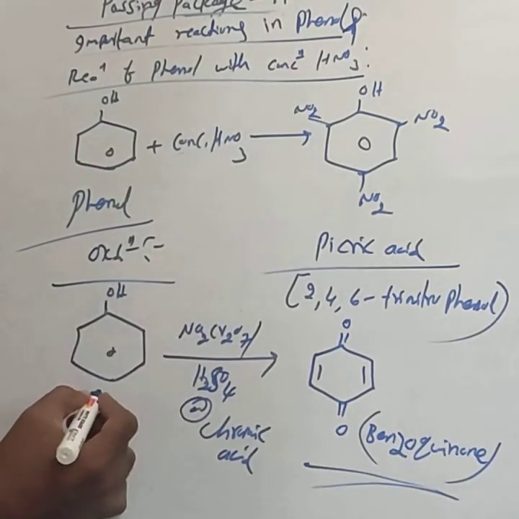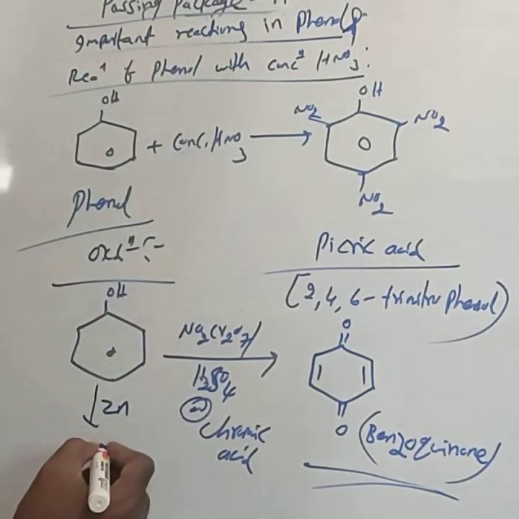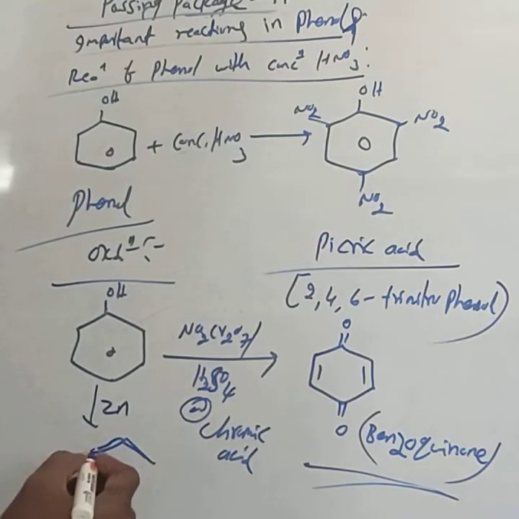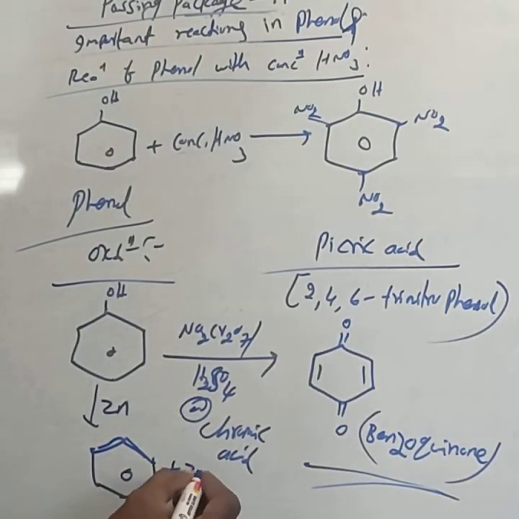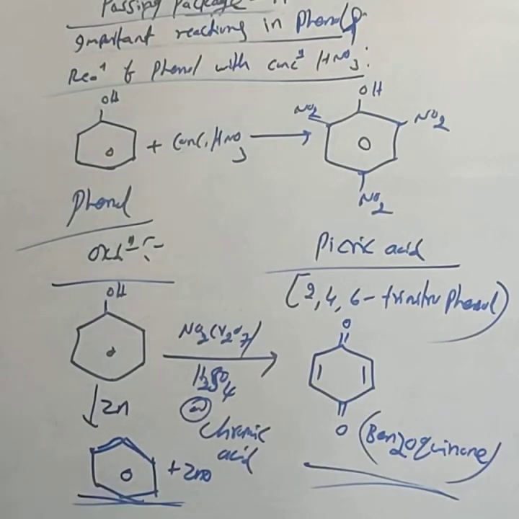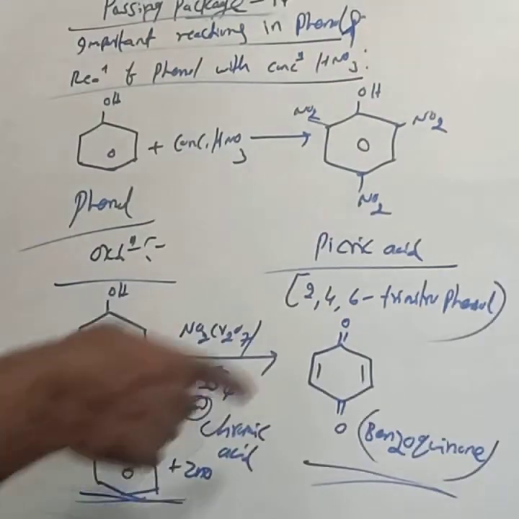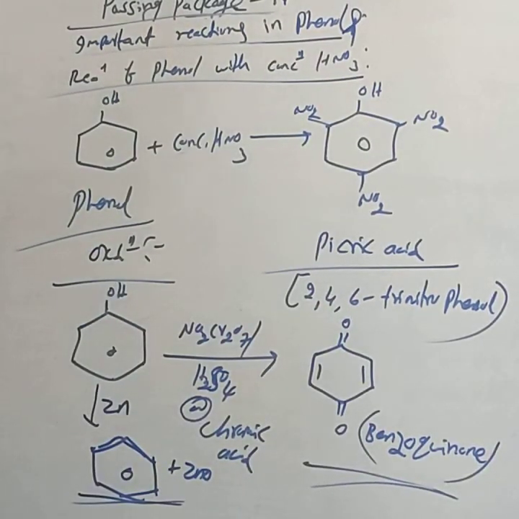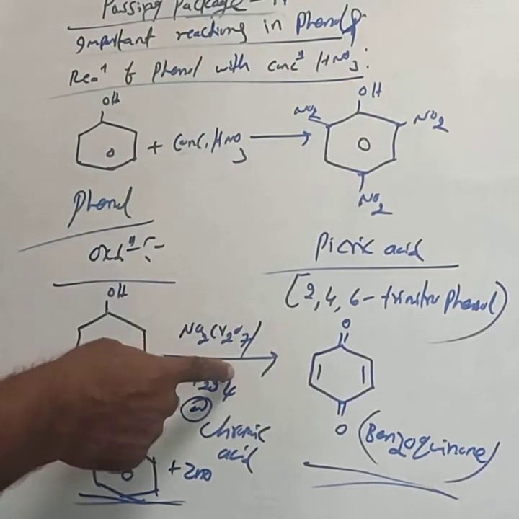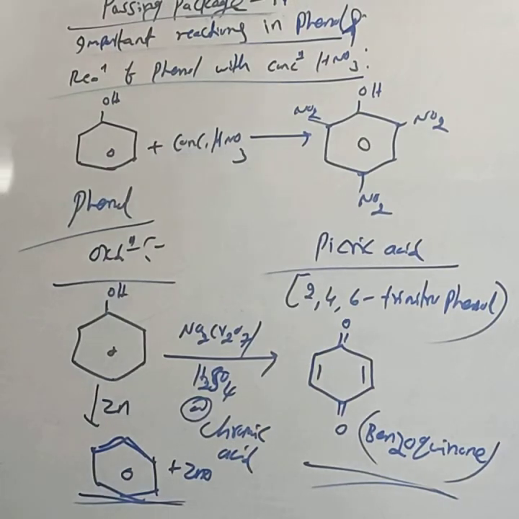Instead of sodium dichromate, when phenol is treated with zinc dust, the product formed is benzene. These two are the 1 mark questions. They can generally ask you to complete the equation. With sodium dichromate, benzoquinone. With zinc dust, benzene is the product. In the next class, you can consider other important questions.